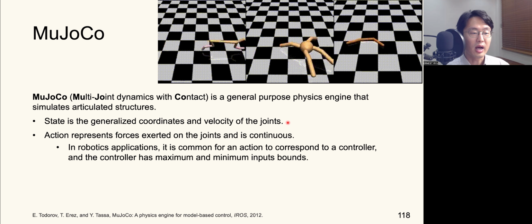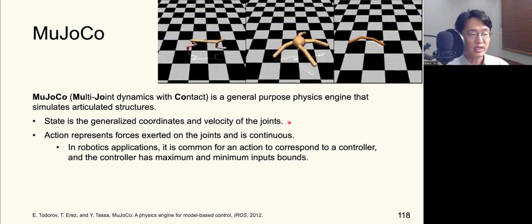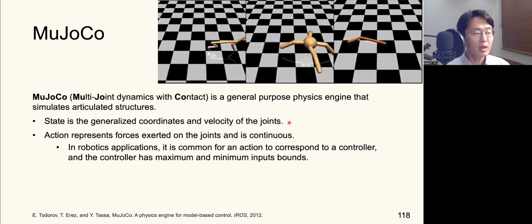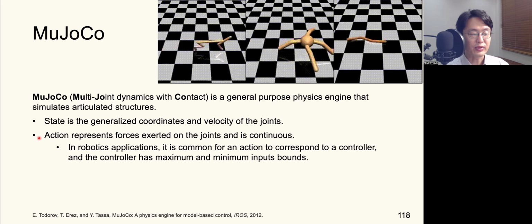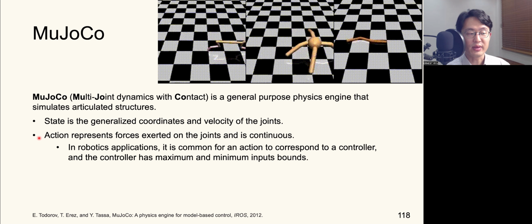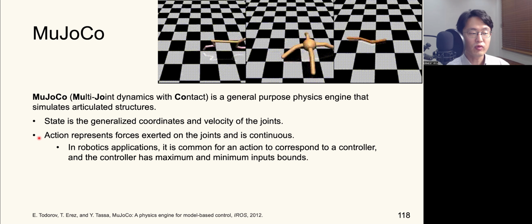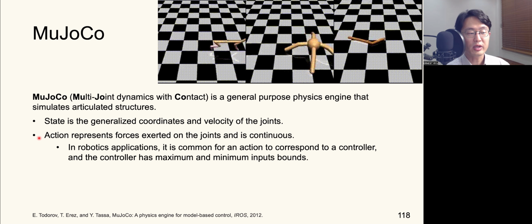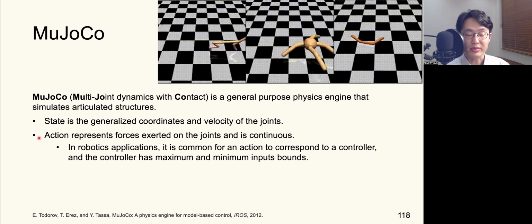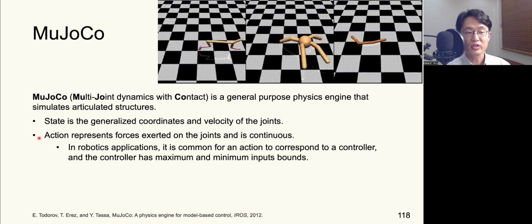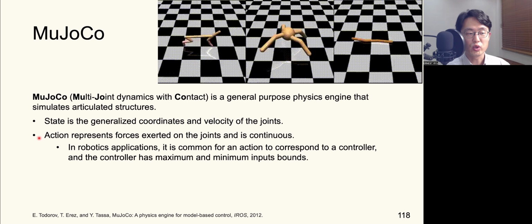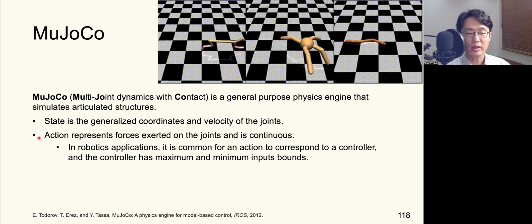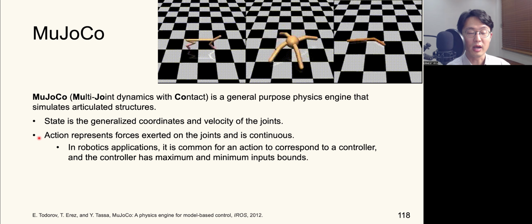The state in the MuJoCo environment is the generalized coordinates and the velocities of the joints. An action represents forces exerted on the joints, and these are continuous. So in robotics applications, it's common for an action to correspond to a controller, and the controller has maximum and minimum input bounds. So, subject to some changes of units, maybe you can push the joint forward by magnitude 1, backwards by magnitude -1, and then anything in between, but not anything beyond that.